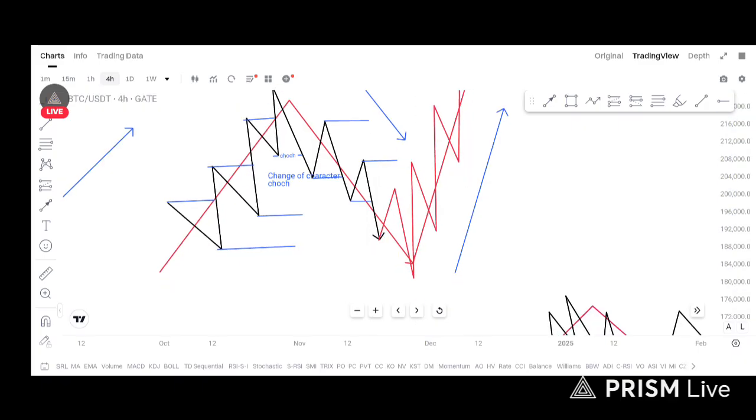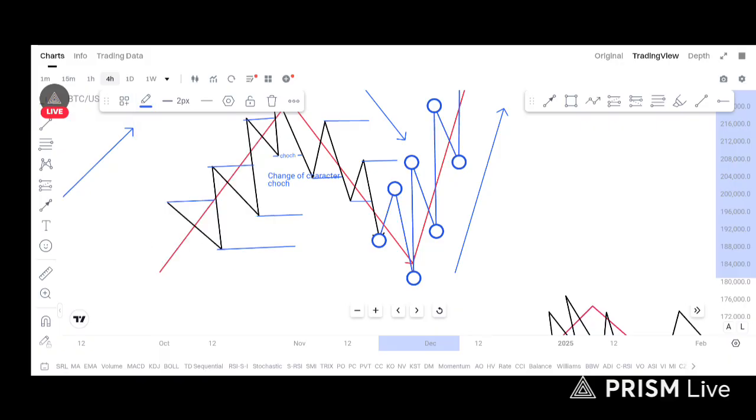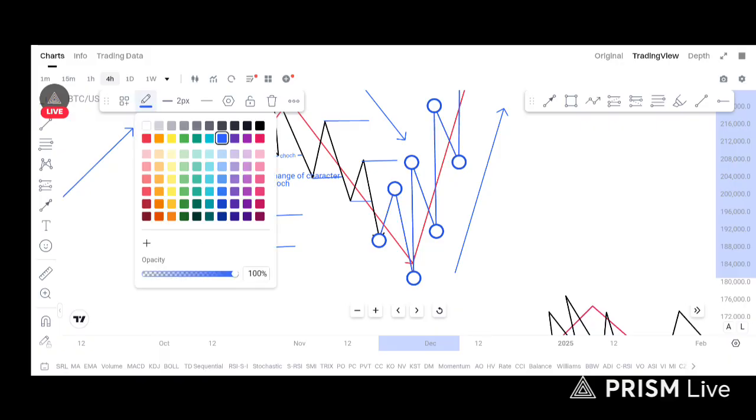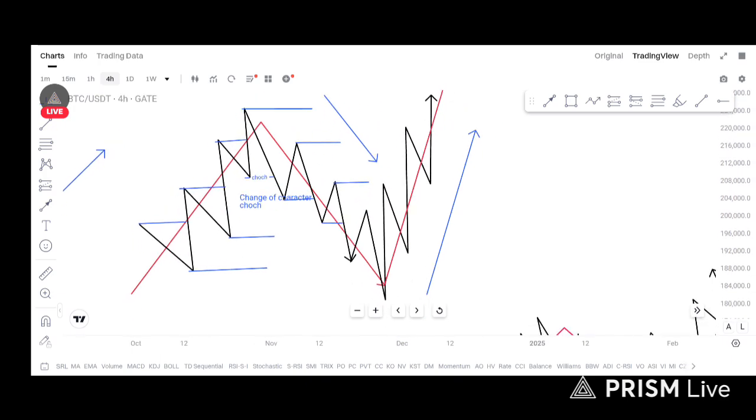Let's change the color of this to blue. Sorry, it's black. Now watch closely. The market has now disrupted its rule, whereby in a downtrend the market is supposed to be protecting the highs and taking out the lows. Now the market violated that rule and just gave us a break of structure.